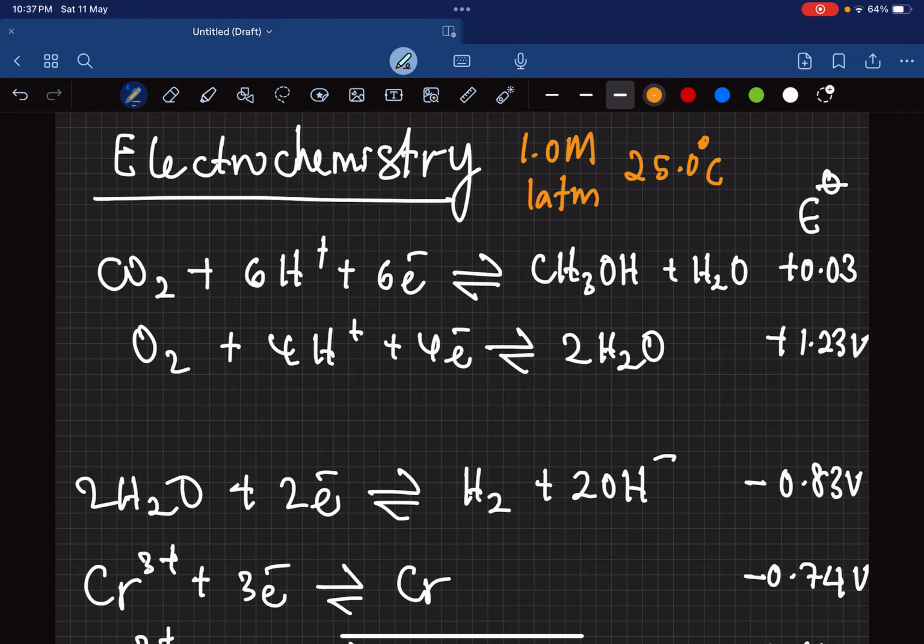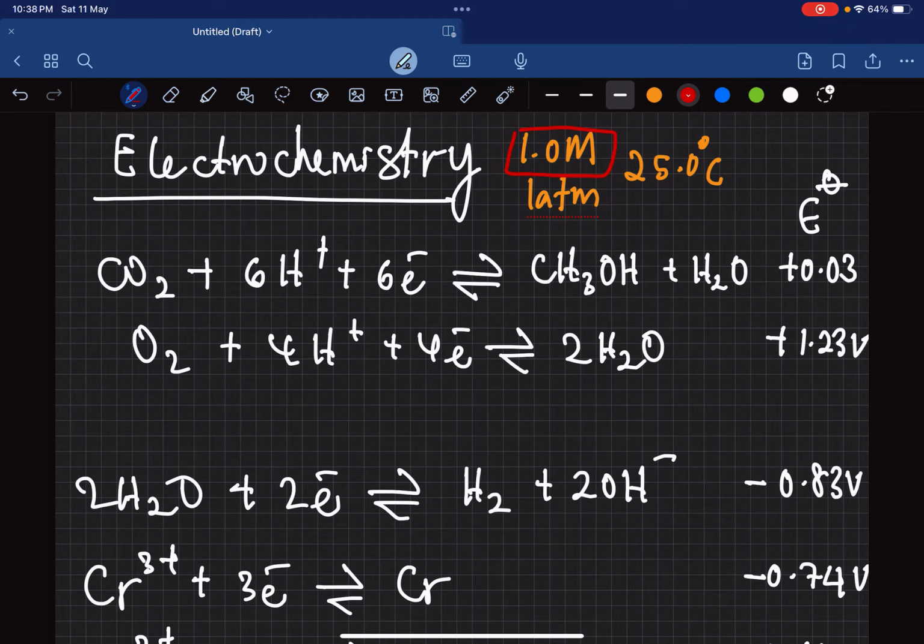So if the solution given to you is less than 1 molar, the total voltage will be lower. If it is more than 1 molar, it is going to be higher, okay? In our syllabus, everything is calculated based on 1 molar, so there is no need to calculate for less than 1 molar, right?